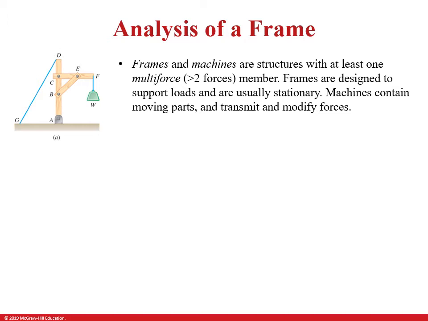So we have trusses as a structure, but frames and machines are structures with at least one multi-force member. So a multi-force member has more than two forces. Remember, with trusses, we could break down each of the members into two force members. So that's one of the differences between frames and trusses. And frames typically are designed to support loads. They're usually stationary. And then machines have moving parts, right?